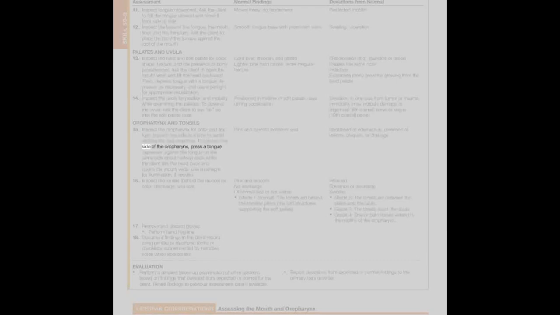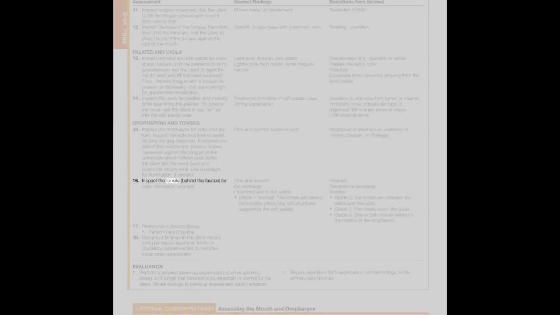To expose one side of the oropharynx, press a tongue depressor against the tongue on the same side about halfway back while the client tilts the head back and opens the mouth wide. Use a penlight for illumination if needed. Pink and smooth posterior wall. Reddened or edematous, presence of lesions, plaques, or drainage.